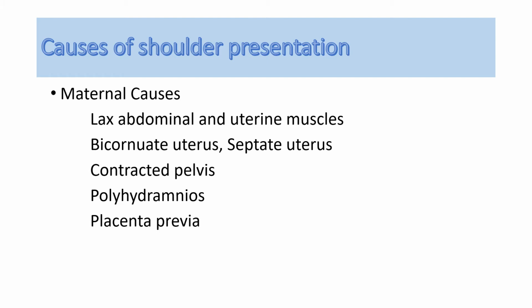Next one is bicornuate uterus or septate uterus. If a septum is there or if two cornua are there in the uterus, the size of the upper segment will be less. So the baby will naturally occupy the more spacious lower segment of the uterus. And next one is contracted pelvis.